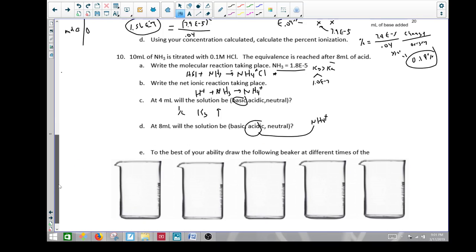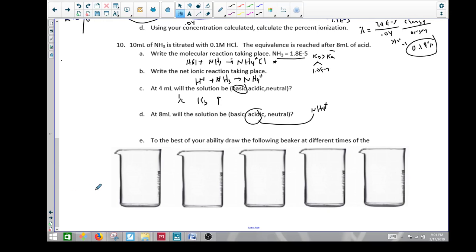To the best of your ability, draw the following beakers. I don't see any numbers here, but we'll do different times: 0 milliliters, 4 milliliters, 8 milliliters, and let's just say 10 milliliters, which is just past the equivalence point. So I'm going to draw out NH3, NH3, and I'm going to do 4 of them. At 4 milliliters, I have neutralized half of them.